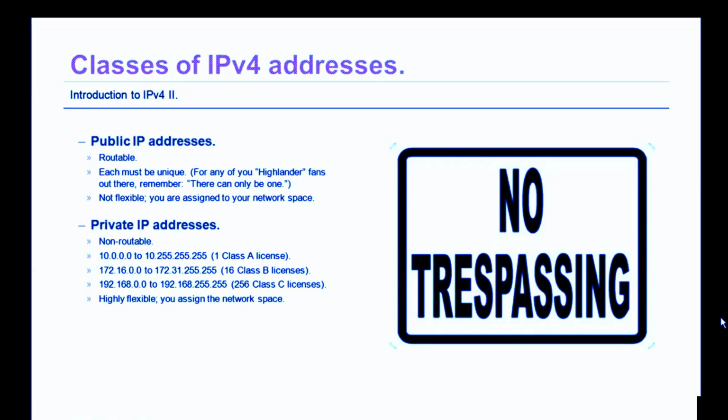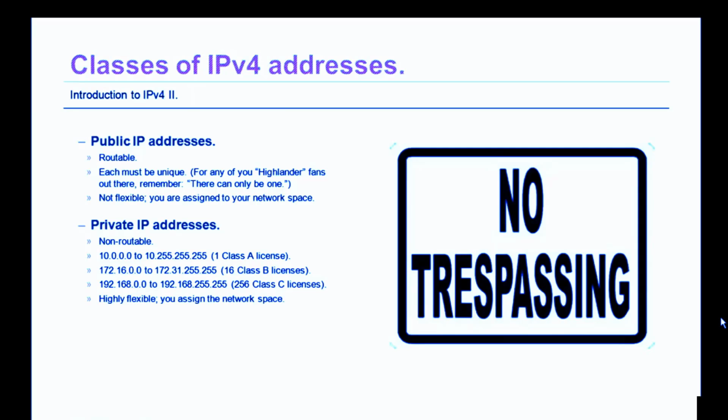Next up is the Class B license. There are 16 possible network addresses, not network and host, but just network addresses available in a Class B license. They have an address range of 172.16.0.0 up through 172.31.255.255.